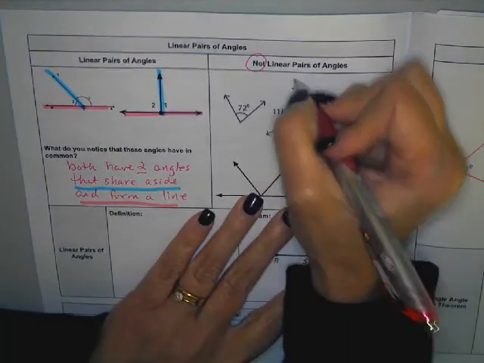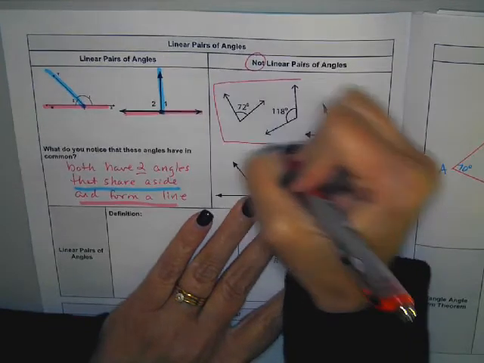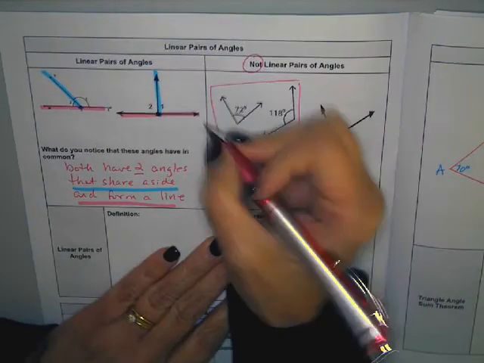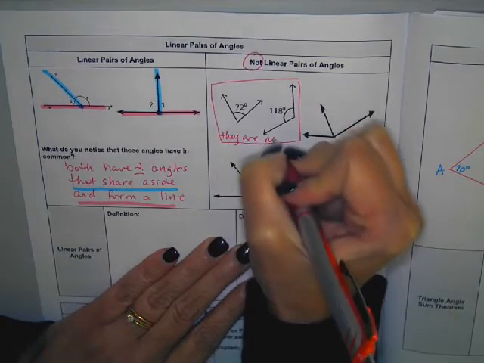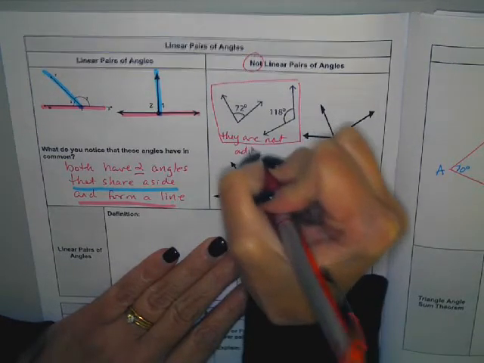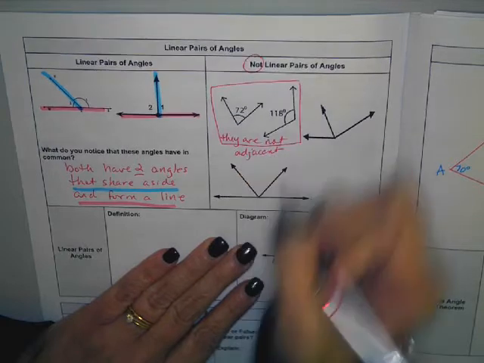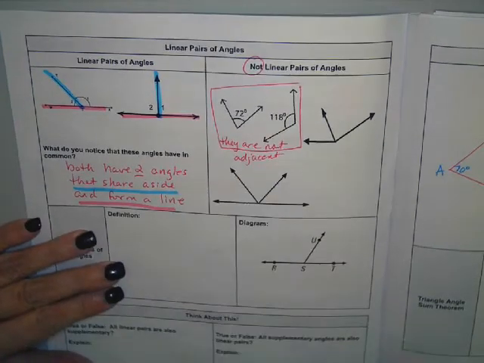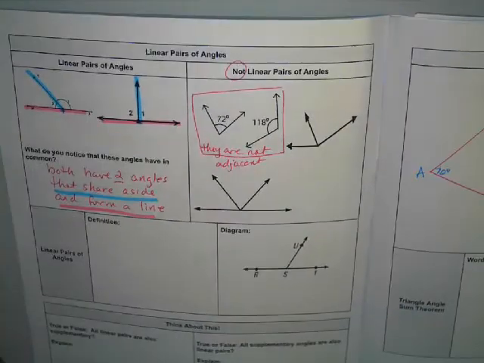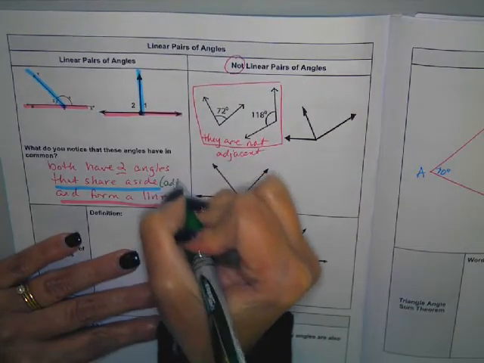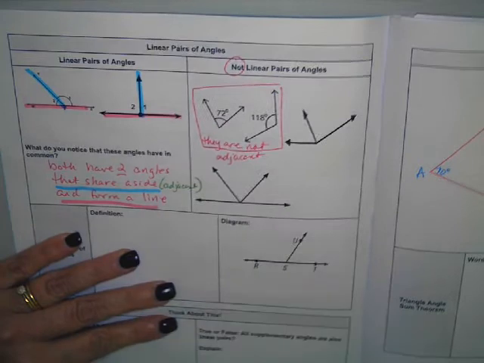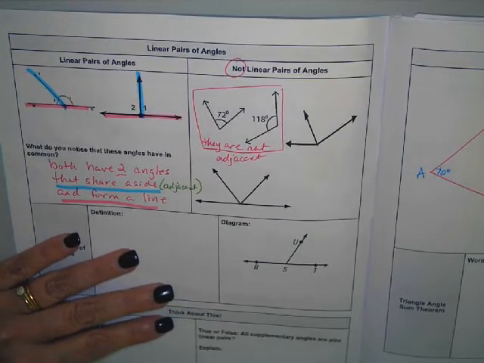This pair is not a linear pair. They are not adjacent. Okay, that's what it means to share a side. Adjacent is a fancy word for sharing a side. They are not adjacent. So they can't be a linear pair.